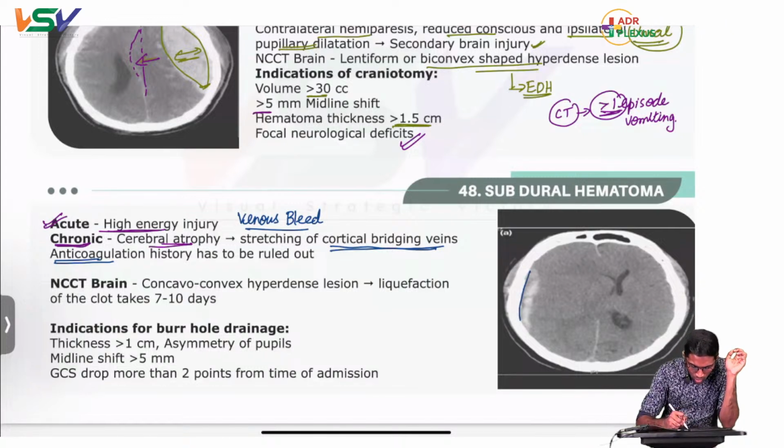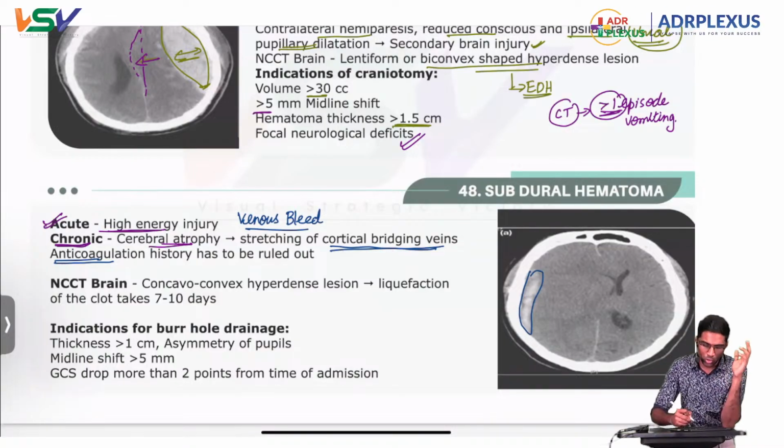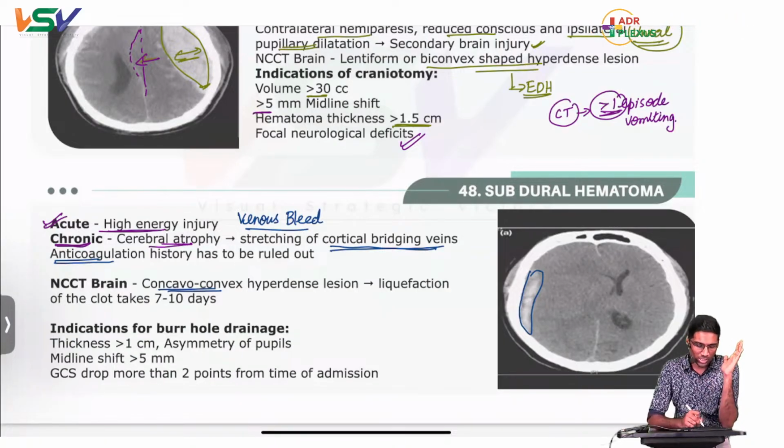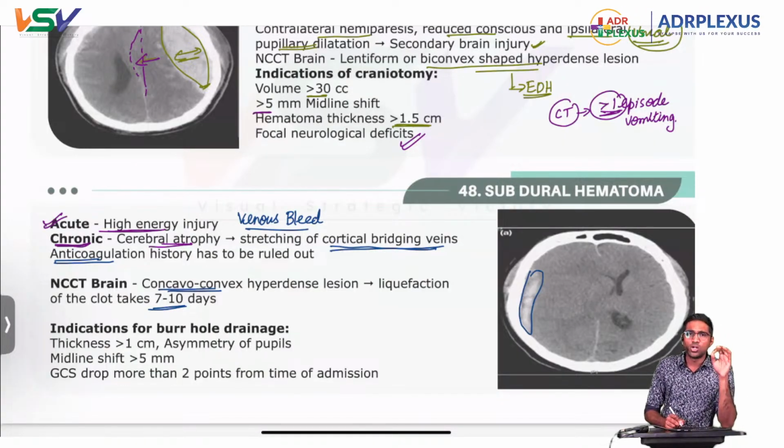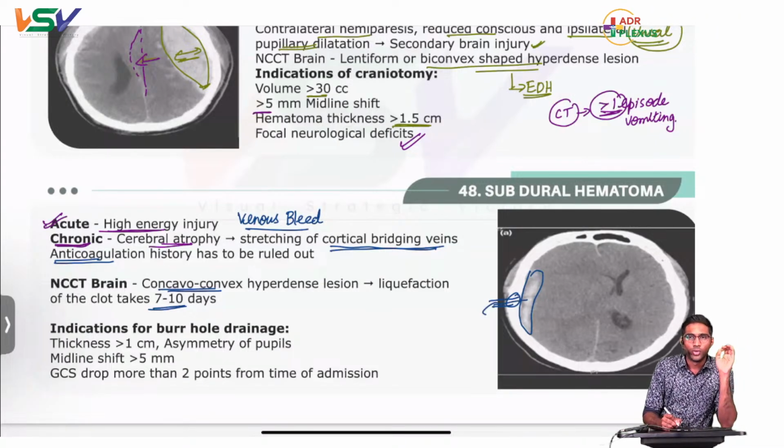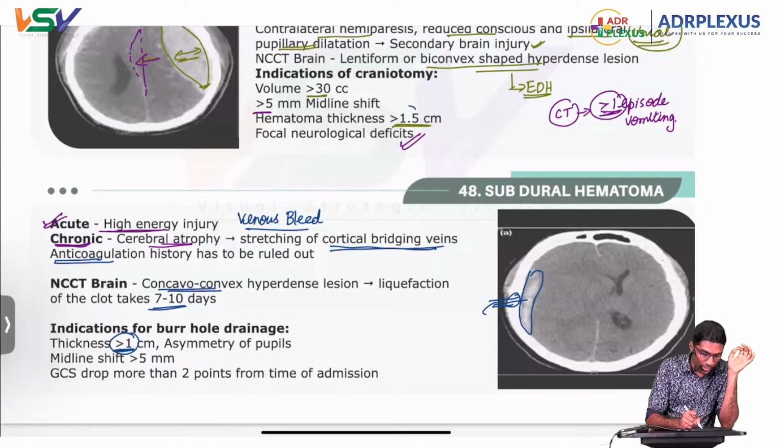Here it is a concavo-convex lesion. It is not biconvex, it is a concavo-convex lesion. And after some days, what happens? Liquefaction of the clot starts to take place after 7 to 10 days. Here also there are indications for creating a burr hole, that is, put a hole and drain this clot. So when do you do that? When the thickness is 1 centimeter. Here it was 1.5, here it is 1 centimeter.